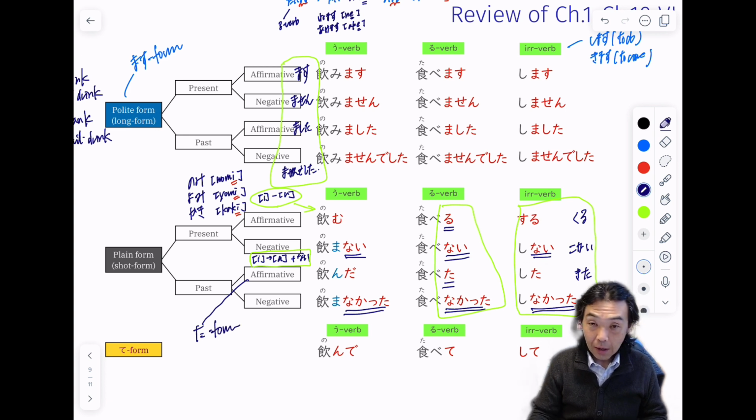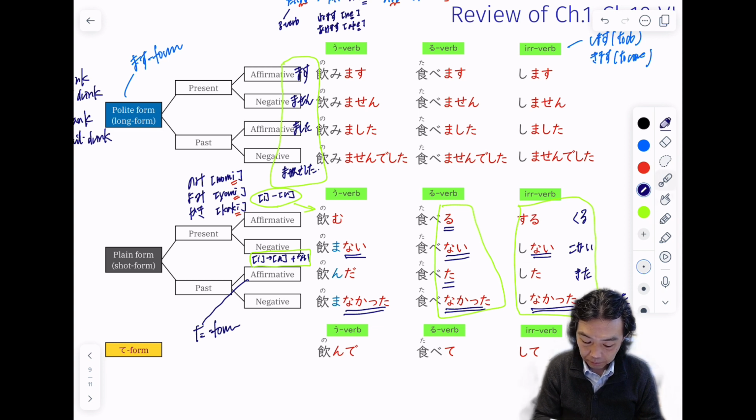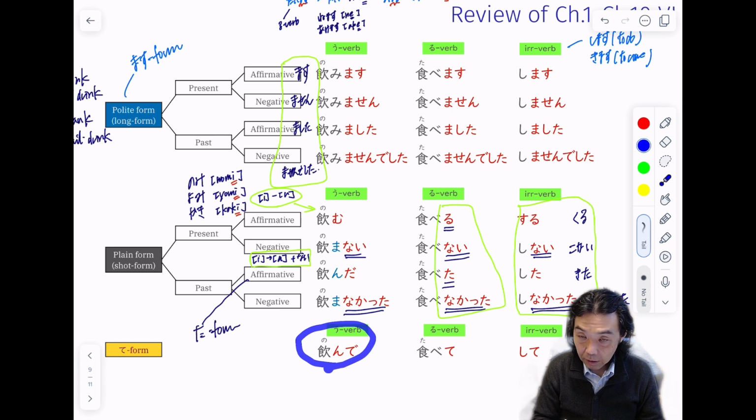Okay, and then you might remember we did something very similar, which is te form, right? So here is the te form. Te form of 飲む is 飲んで, te form of 食べる is 食べて, and the te form of the irregular verb する is して, okay.